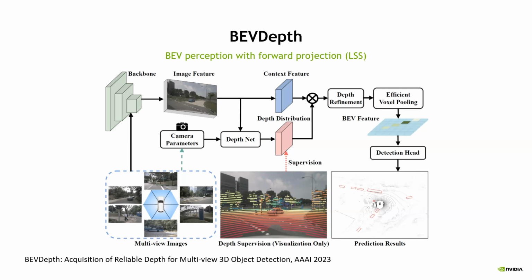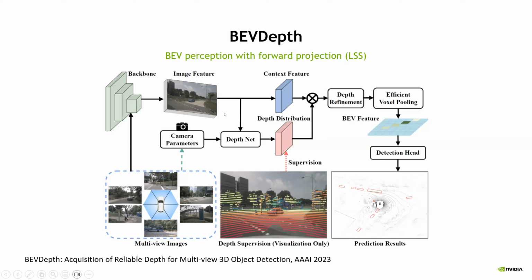The first one is BEVDepth. This one is an example of constructing the BEV features using forward projection. The forward projection method they use is Lift-Splat-Shoot, which is also a method proposed by Nvidia. The way this works is that you use an image encoder to encode the image features.